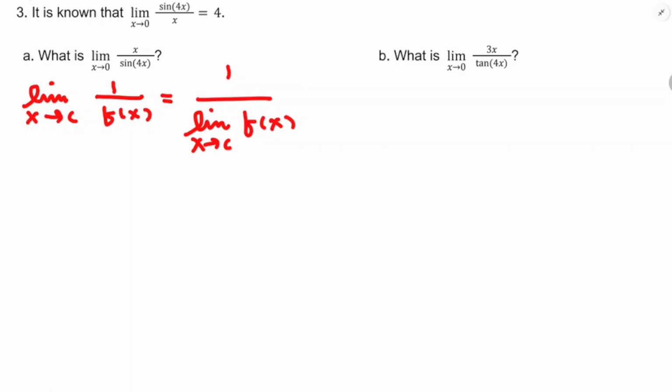So it's going to go to 1/4, right? Because this is the limit as x approaches 0 of 1 over sine of 4x divided by x. And this thing that I'm highlighting is going towards 4 as x approaches 0. It stands to reason that this is going to equal 1/4.